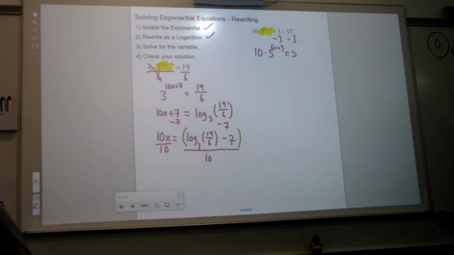Minus 3, which is 5.4. So subtract the 3, and then now what are we doing, Angela? Awesome. Which I'm just going to write that as 5.4. I know it's a decimal, but I'm going to keep it there. Now I've got 5 to the 6b plus 3 is equal to 5.4.